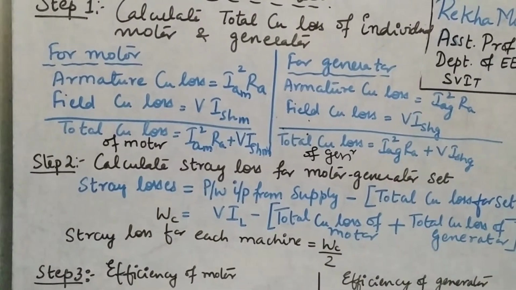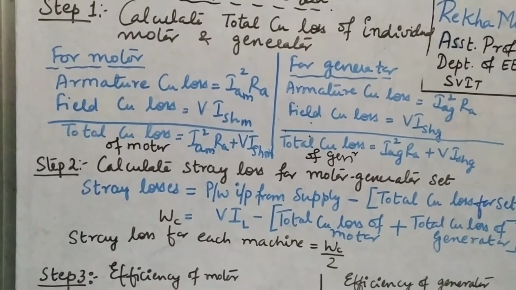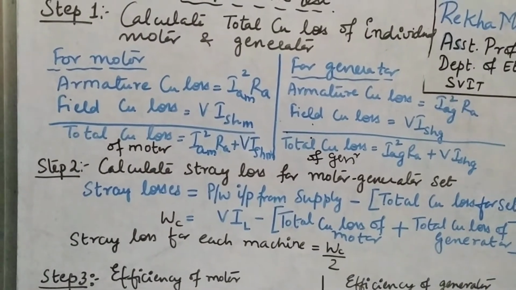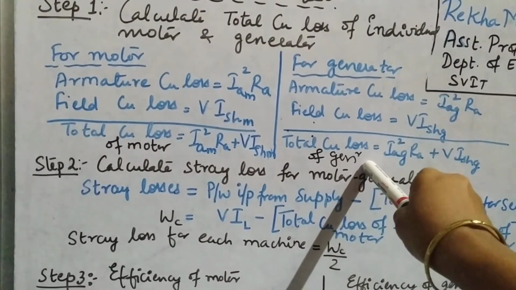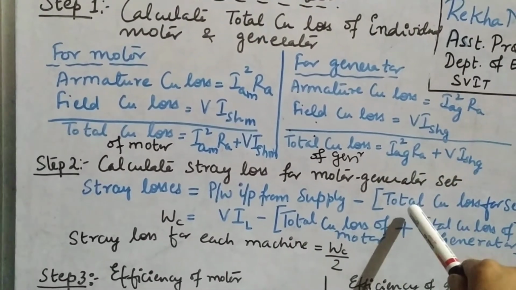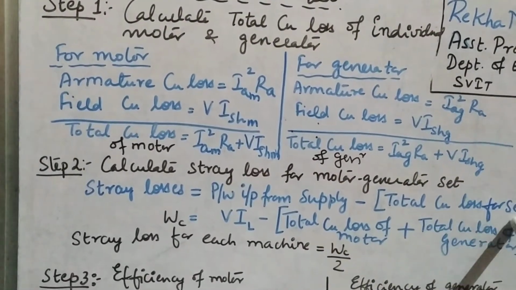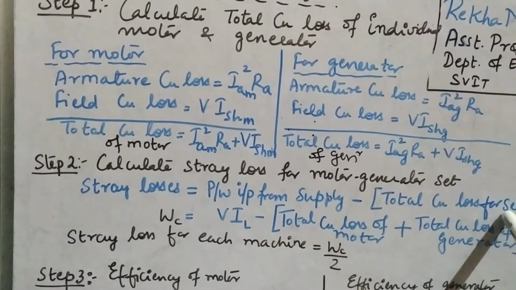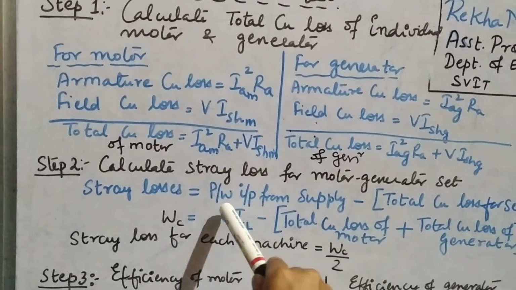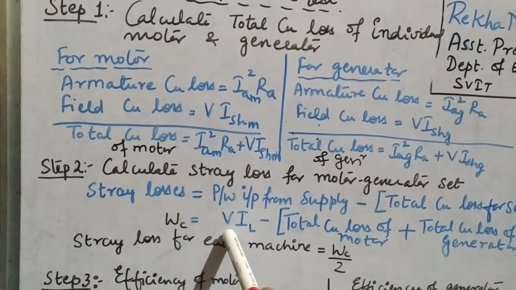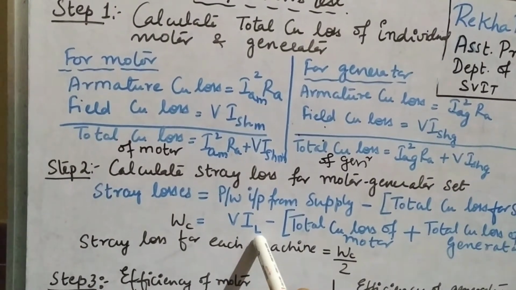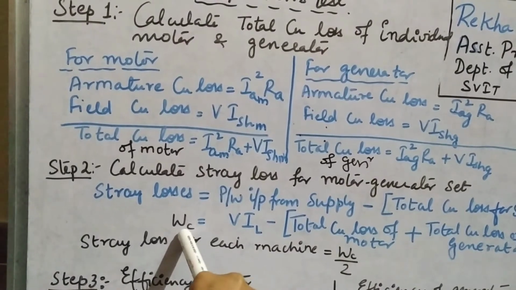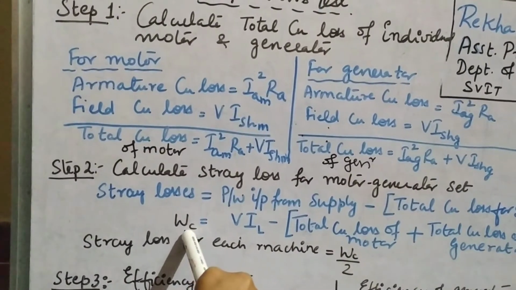What we calculated in the previous step, the total copper loss for the motor, we have to add, as well as the total copper loss of the generator. That will become the total copper loss for the set, the motor generator set. The power input can be calculated by using the basic formula V into line current. So this will be the stray loss, which I am going to denote as WC.